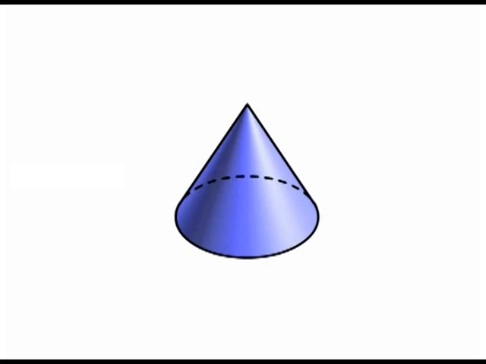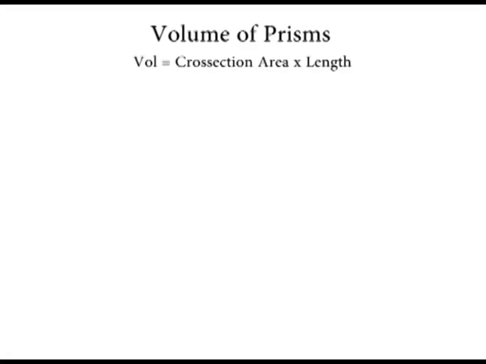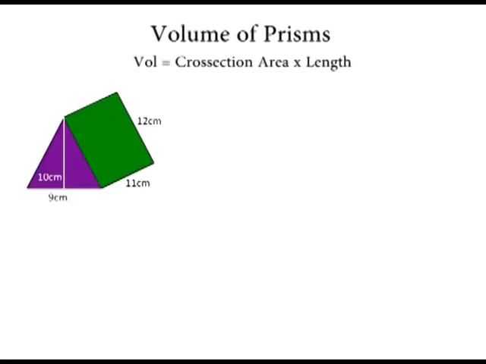The general formula for finding the volumes of prisms is volume is equal to cross-section area times length. For this triangular prism, the cross-section is a triangle, and so volume is equal to the area of the triangle times the length. Area of the triangle is equal to a half base times height. This is equal to a half times 9 times 10, and then we multiply by 11 to get volume, and so volume is equal to 495 cubic centimeters.